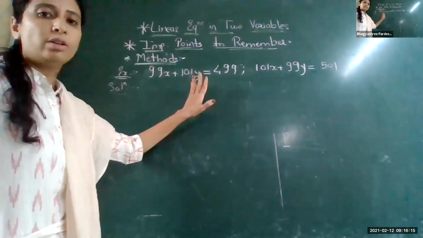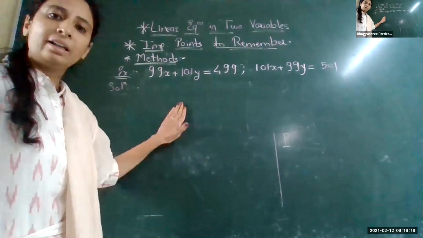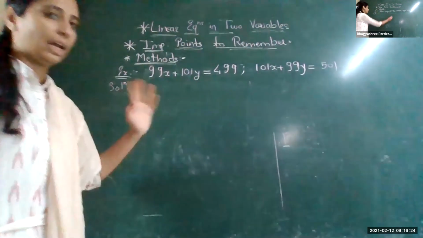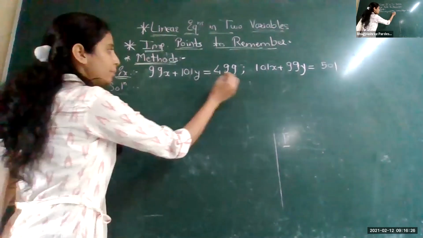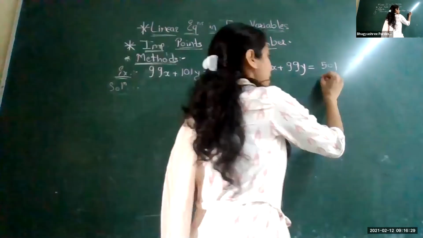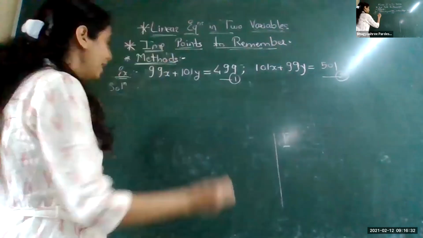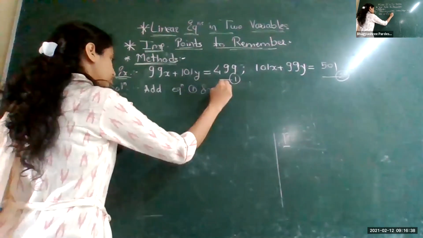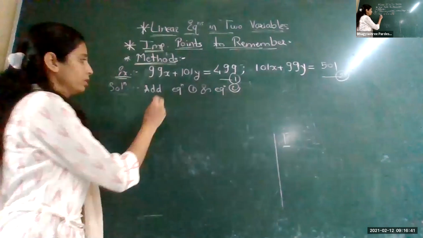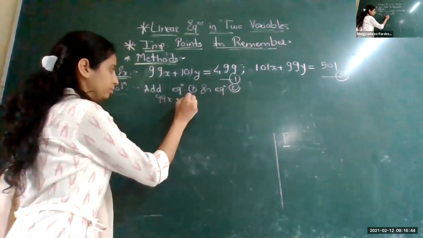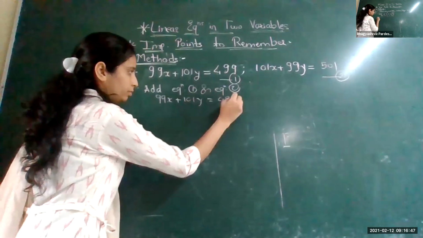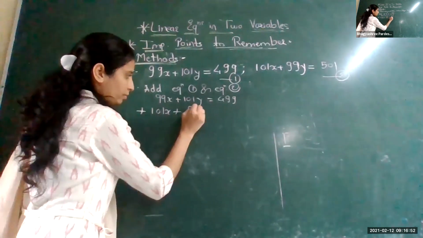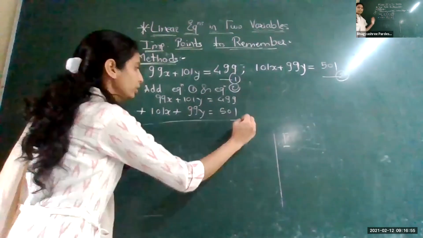So what do we have to do? The same way. Firstly, add these two equations, then subtract these two equations. We'll get two simplified equations and then solve them. Firstly, I'm giving this as equation number 1 and this is my equation number 2. So let's add these two equations. After doing this, we'll get one simplified equation.